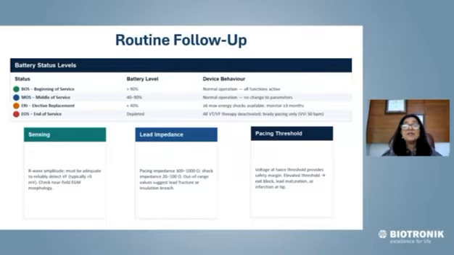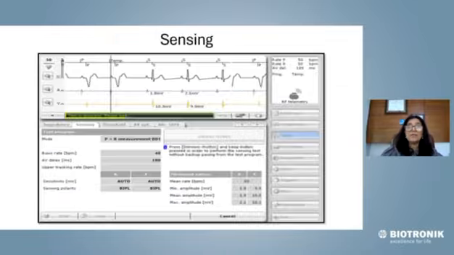Pacing threshold, voltage at twice the threshold provides safety margin. All of us with pacemakers believe the pacing threshold barely changes. But remember, in an ICD, you're dealing with a sick heart. You're dealing with an ischemic cardiomyopathy. He could have another MI. Having a myocardial infarction can sometimes increase the pacing threshold at the virtual electrode. So be vigilant and check all these parameters carefully.